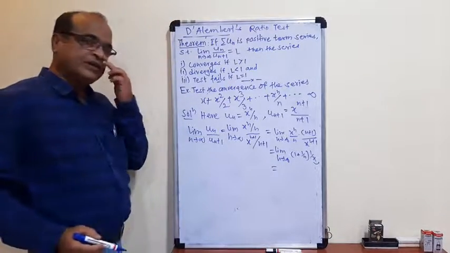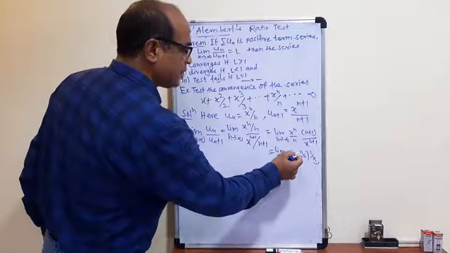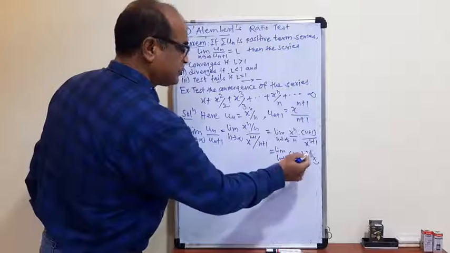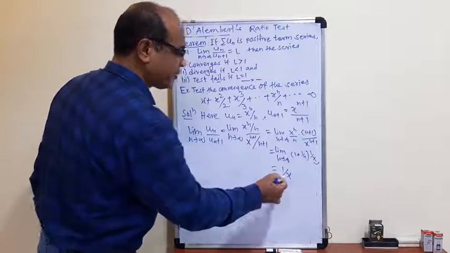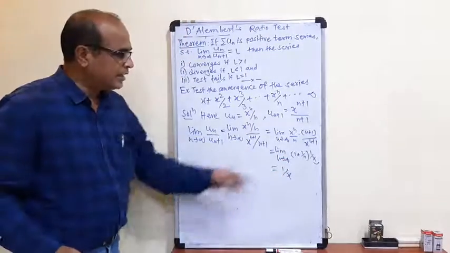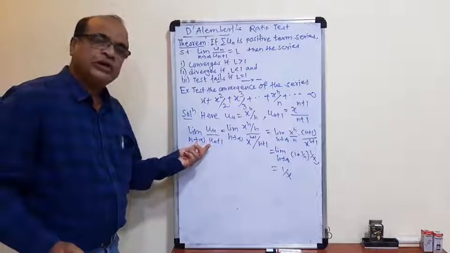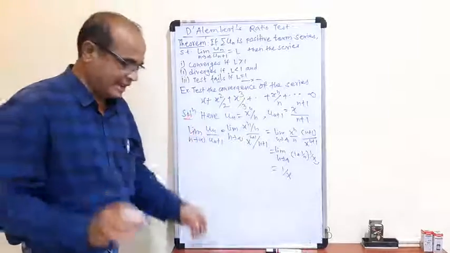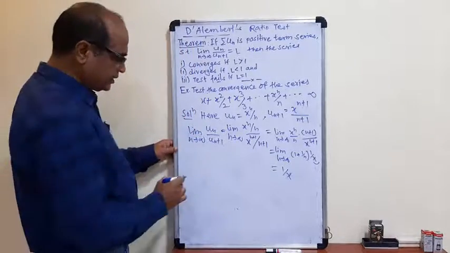Okay. So what is the limit of this? The limit as n tends to infinity. So 1 upon n tends to 0. So this is 1 plus 0 into 1 upon x. So this is 1 upon x. So the limit of un upon un plus 1 depends on the value of x here. So what is the convergence?